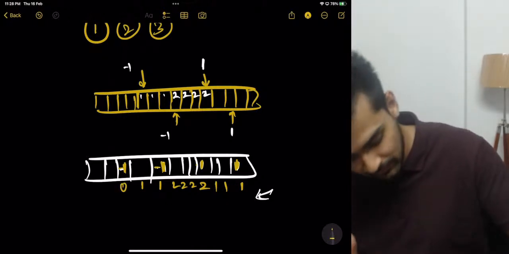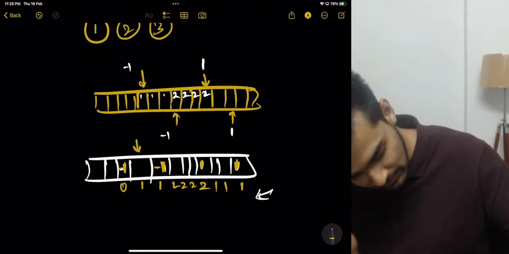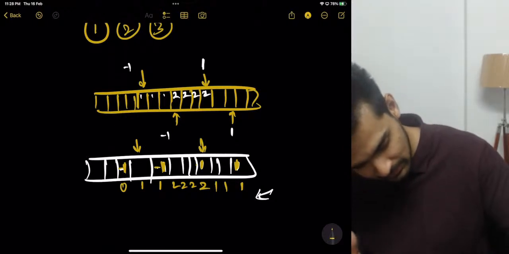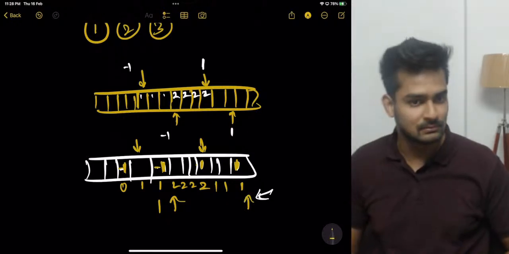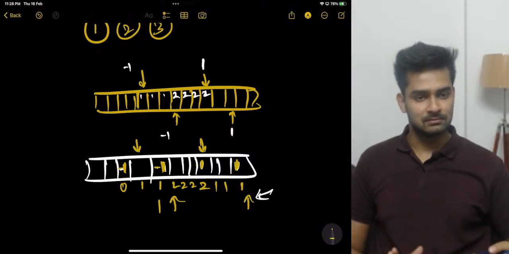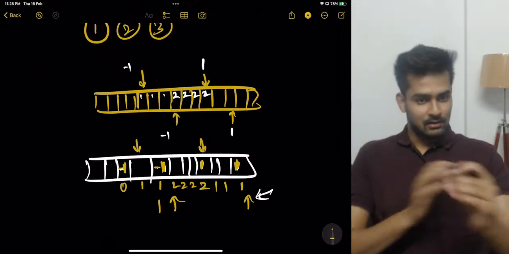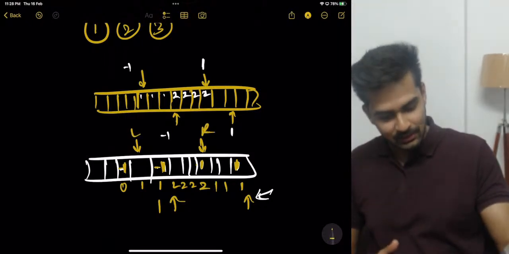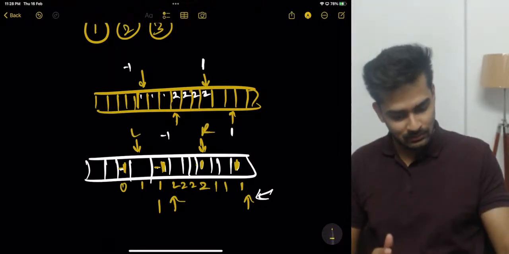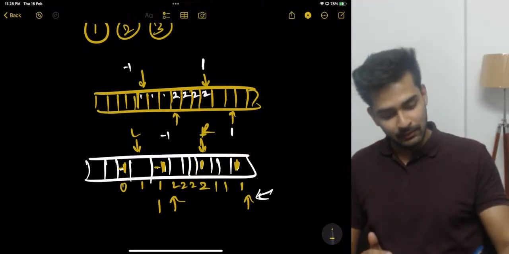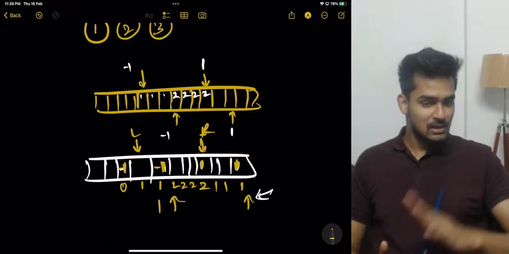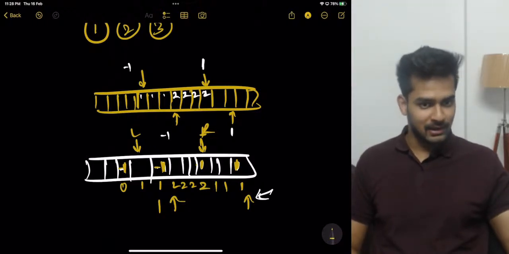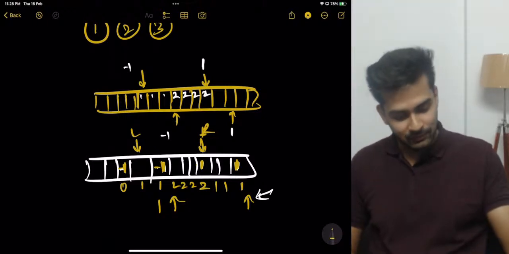And this is what we did. We first incremented from here till here, and then we incremented from here till here. This technique is called partial sum. If this is L and this is R, you first add 1 to index R and then decrement 1 from index L minus 1. After doing all the operations, you move from the backward direction and find the prefix sum. That will give you the final array.